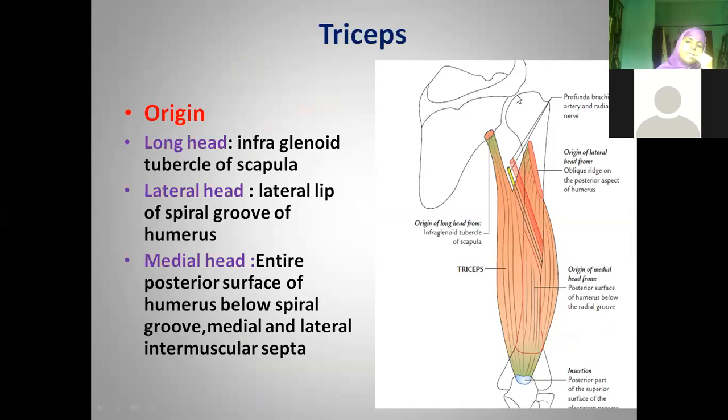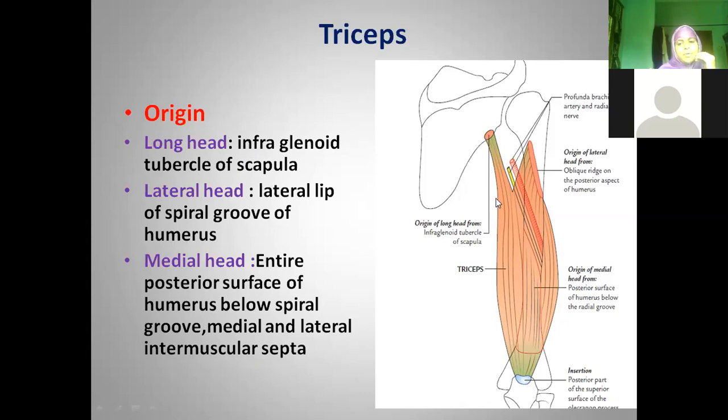Supraglenoidal tubercle gives origin to which muscle? Abhinav? Supraglenoidal tubercle, Chavi? Antraj will tell, that's why I will not ask. Long head of biceps, what we studied yesterday. Okay, then the long head is coming from the infraglenoidal tubercle of the scapula.